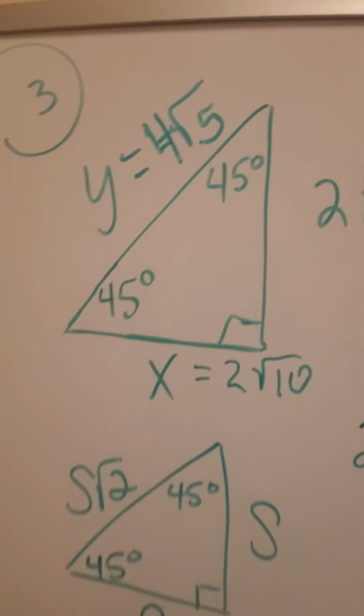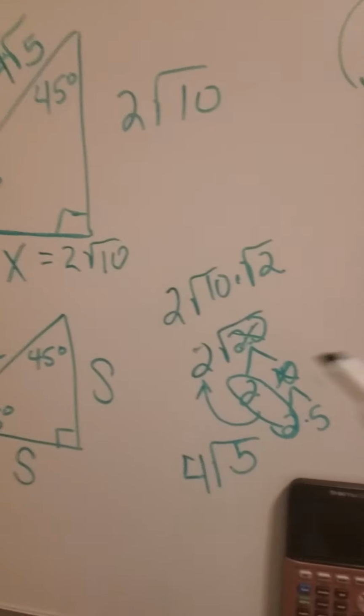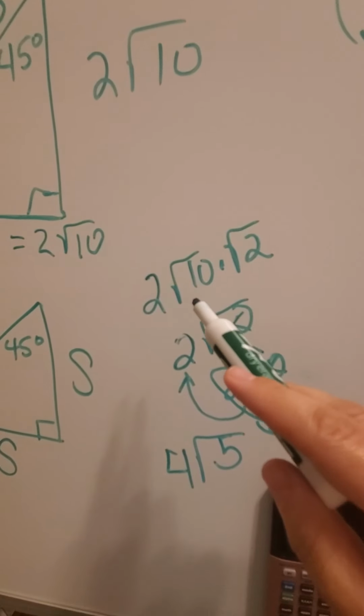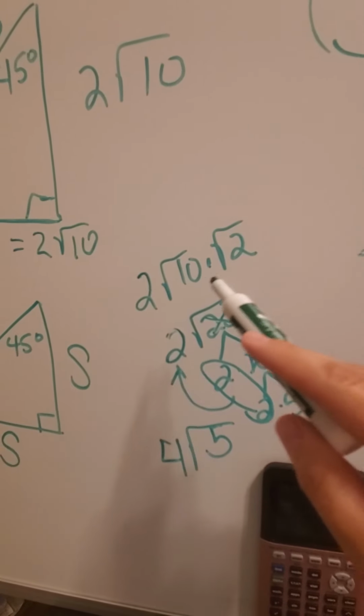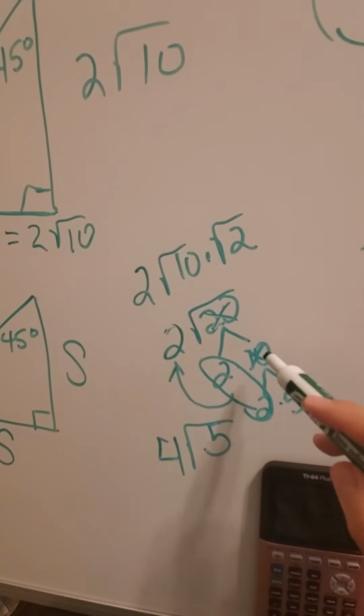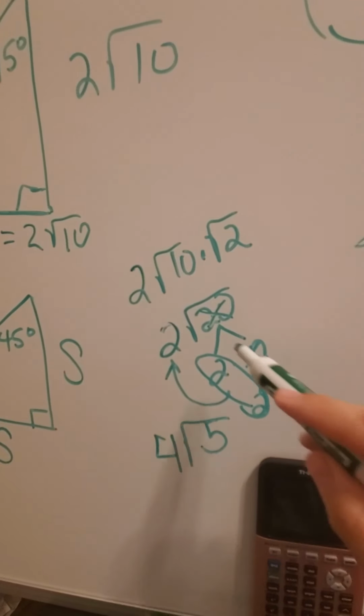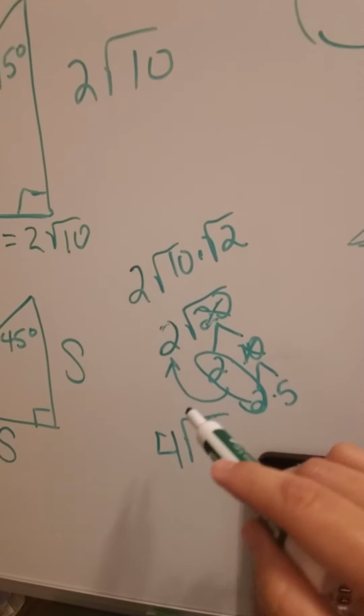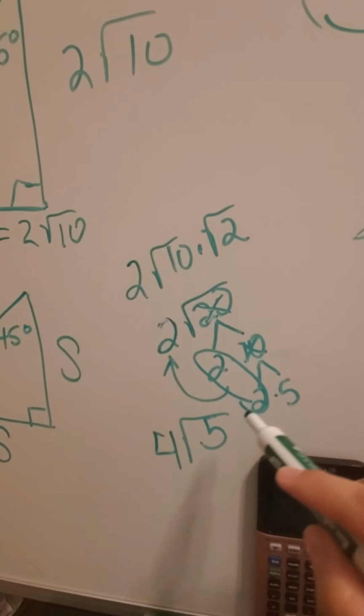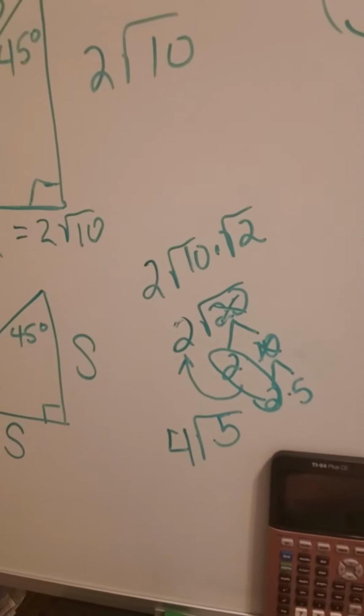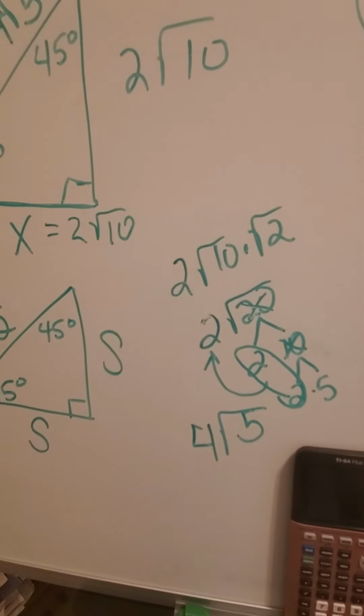If you need to rewatch that part, please do so, okay? So 2 times 2 square roots of 10 times the square root of 2, that's 20, and that's 2 times 10, which is 2 times 5. Pair of 2's, that comes out, 2 times 2 is 4, and I'm left with a 5 on the inside for 4 square roots of 5. So that's how you would do number 3.